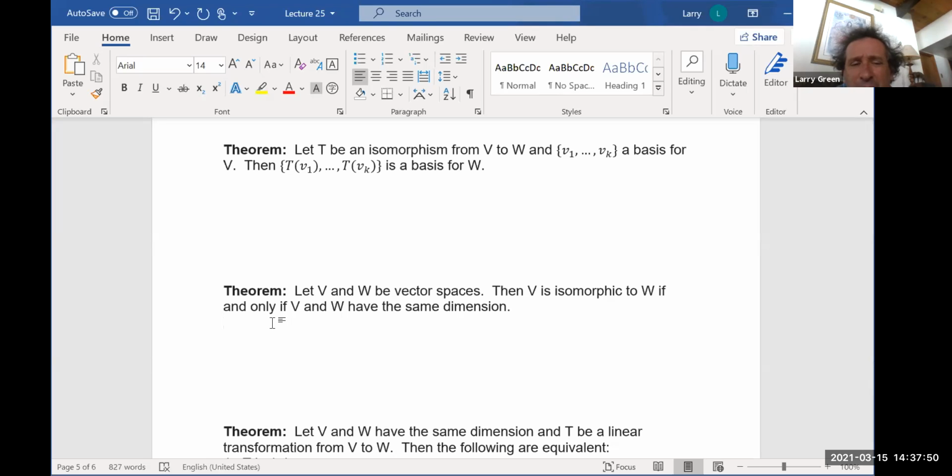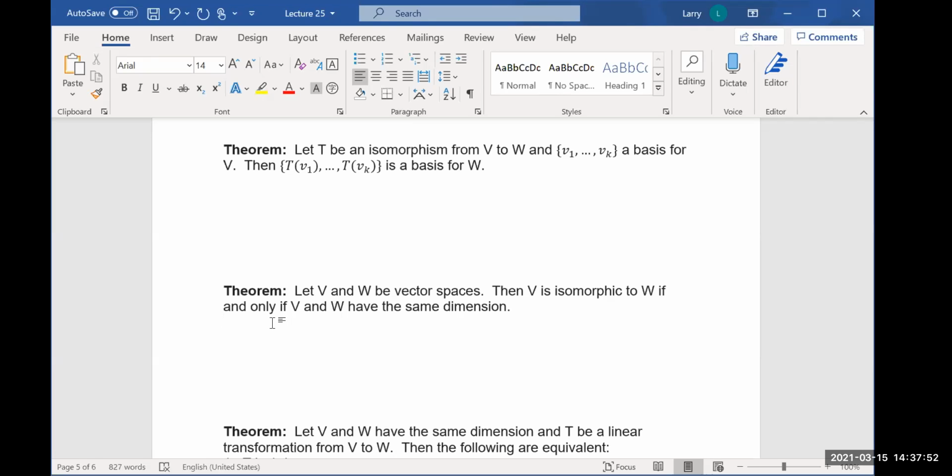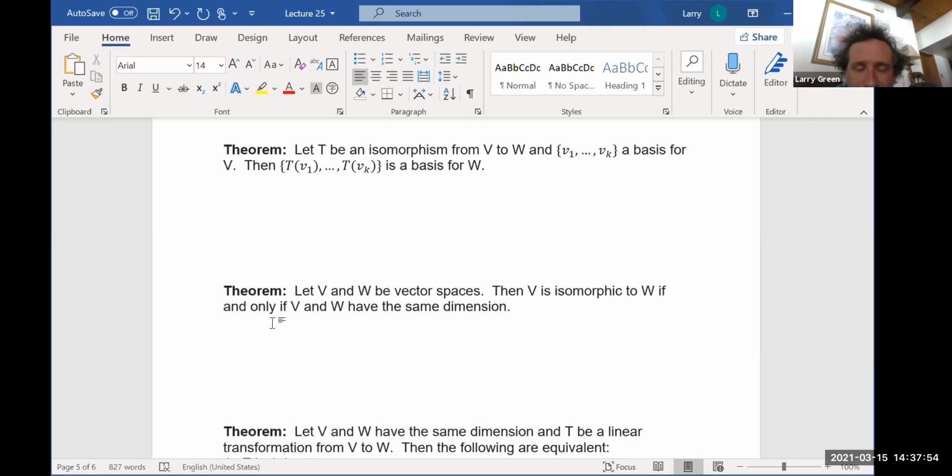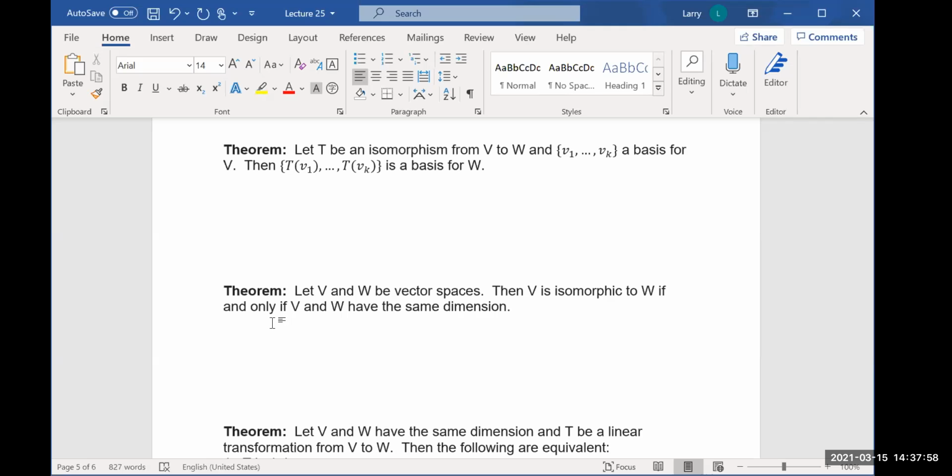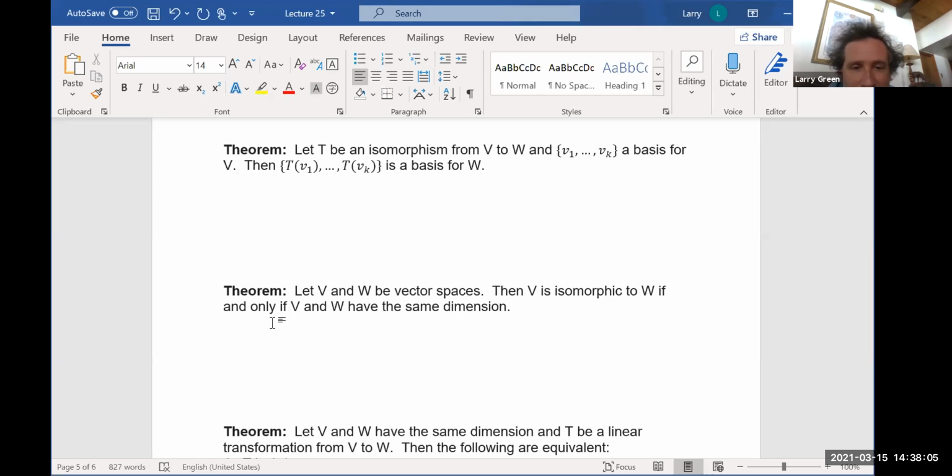What's the definition of dimension? What does it mean for V to have dimension n? Well, that means that in the basis of V, there are n linearly independent vectors. Exactly. So if the dimension of V equals n, then the basis for V has n vectors.